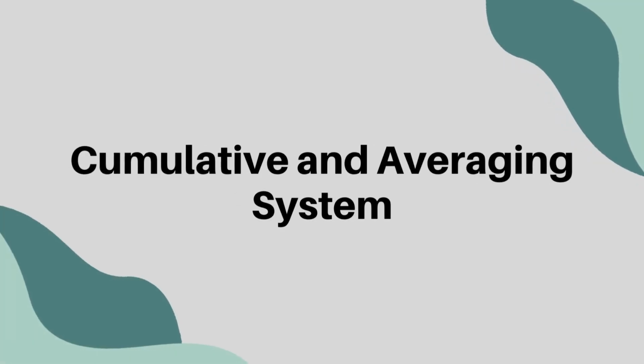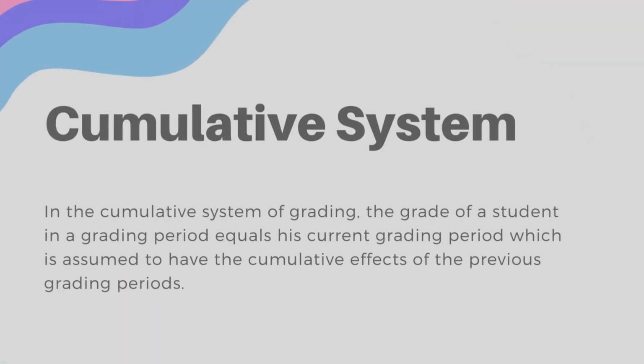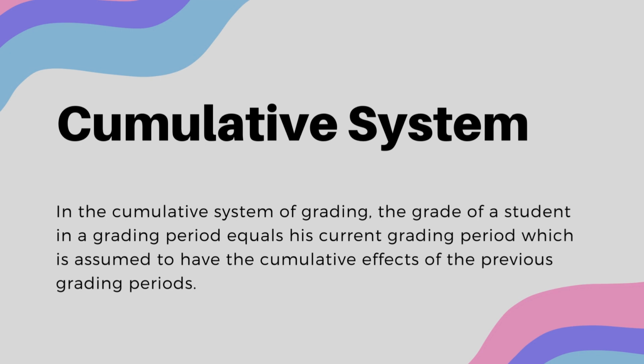Okay, we are now going to the cumulative and averaging systems. For the cumulative and averaging systems of grading in the Philippines, we have two different grading systems, to name them, the cumulative grading system and the averaging grading system. First is the cumulative grading period.